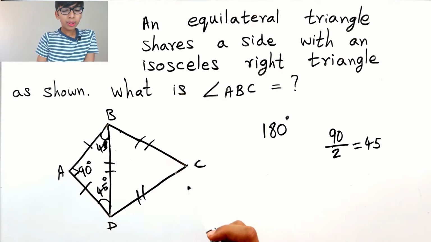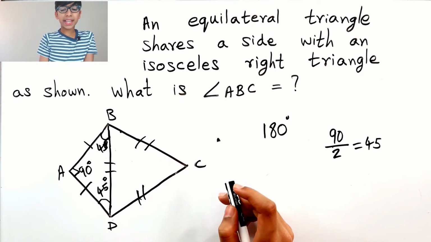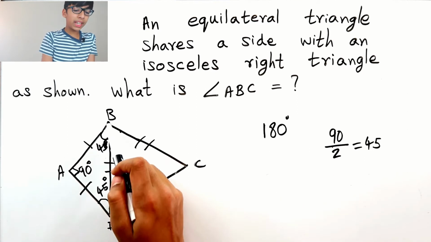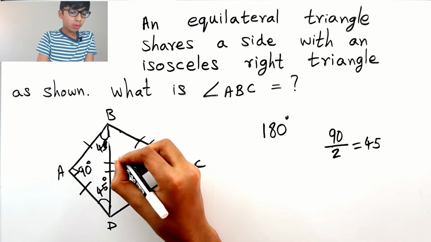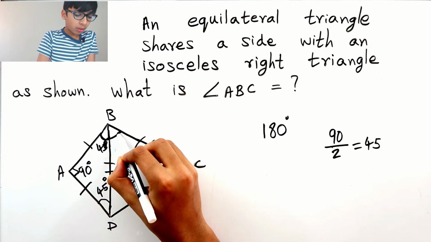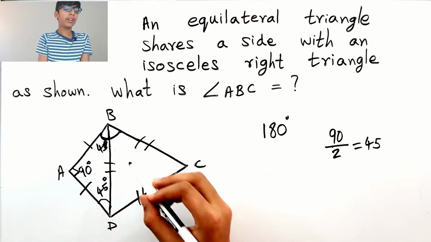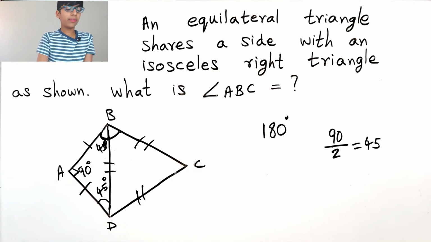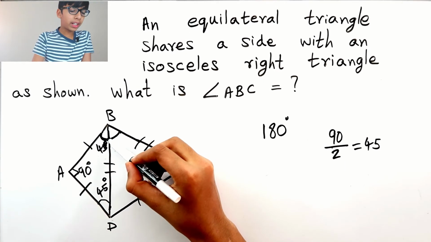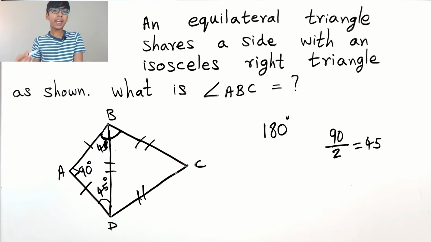Now the question is, what is the angle ABC? The angle ABC would be this angle, from here to here, not just from here to here or here to here. We know from here to here it's 45 degrees, so we have to find the angle from here to here.